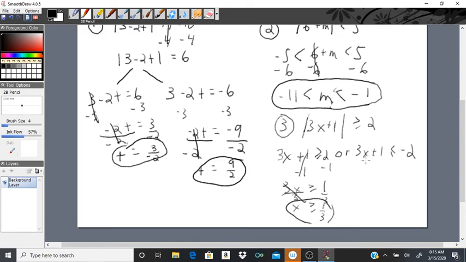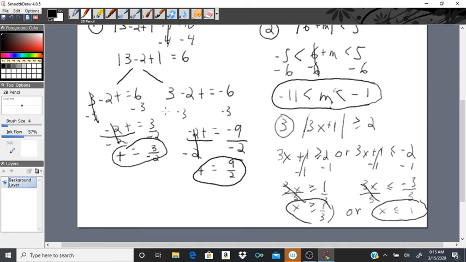Go to the other side. Minus 1 on both sides. We have 3x is greater or equal to negative 3. Divide by 3 on both sides, and we have x is greater or equal to 1. There's our other solution. Put an or in between, and there's our answer.